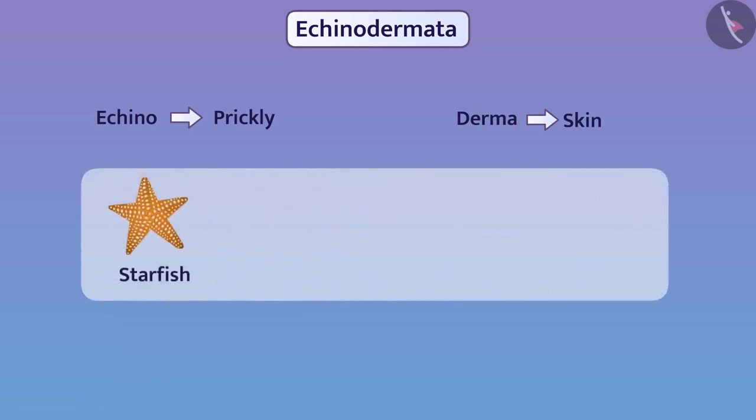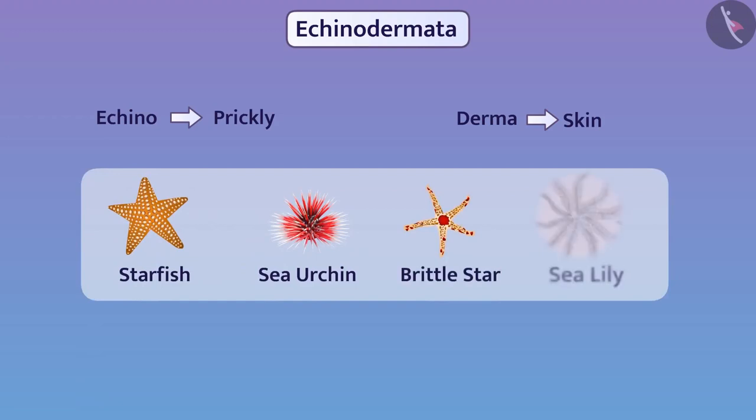Echinodermata. Echinodermata is the word in which echino means prickly and derma means skin. In this way, echinoderms are a group of animals whose skin is covered with thorns, such as starfish, sea urchin, brittle star, sea lily, etc.